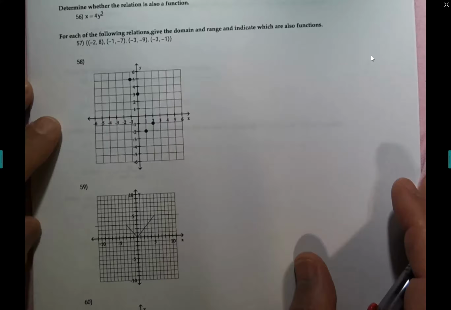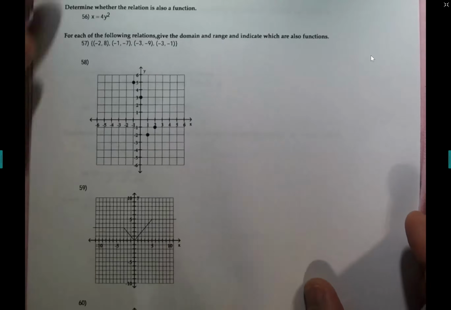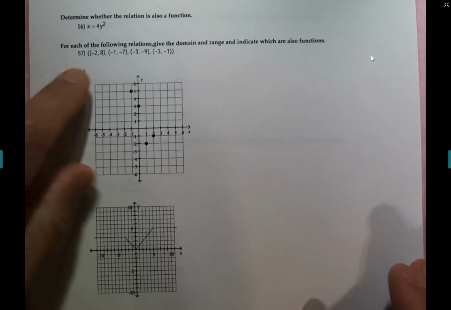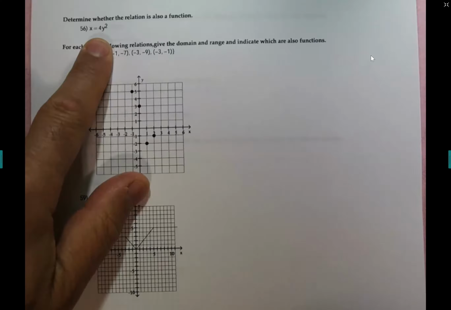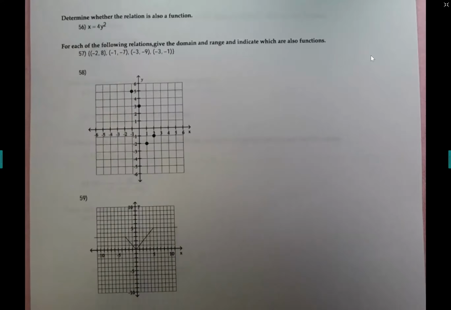Determine whether a relation is a function. This is number 56. Here's a hint, guys. If you have a y equals, it's always a function. But if you have a y raised to an even power, it's never a function. So x equals 4y squared is not a function.